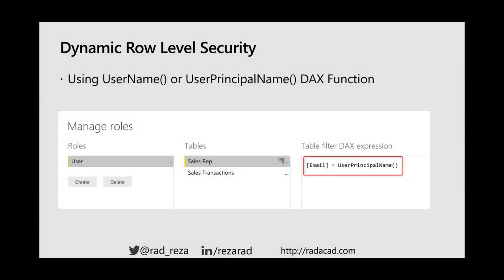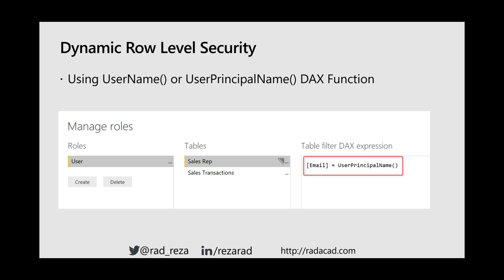Dynamic row-level security uses another approach, right? The approach it uses is getting the user that logged into the Power BI report. Imagine that you are building a Power BI report for a payroll system, and you are working in a company that has like 5,000 employees. You are not going to create one role for every single employee. 5,000 roles, that doesn't make sense, right?